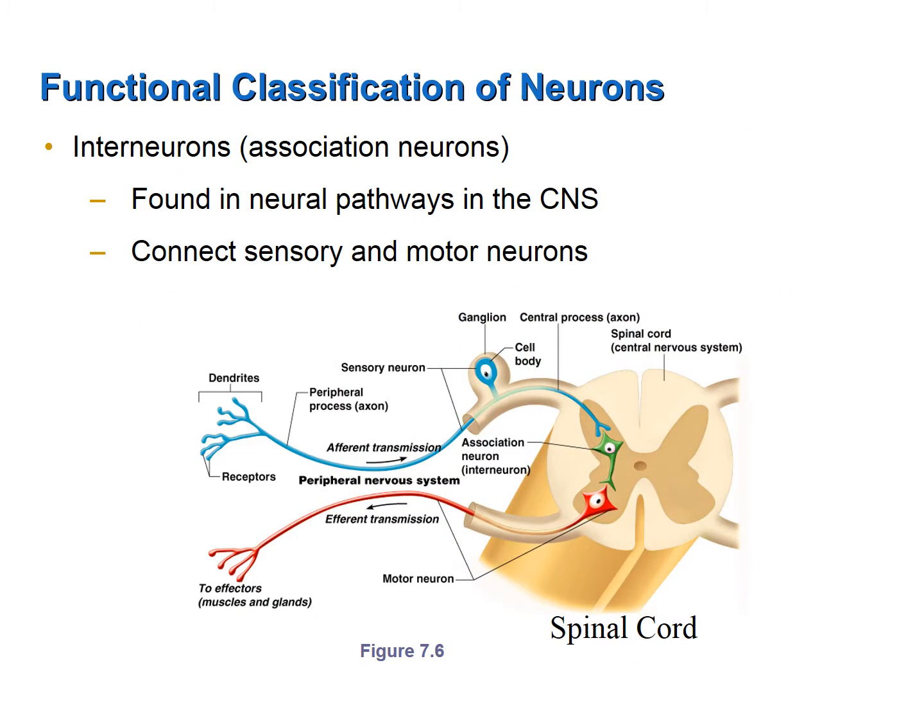The third and final class of neuron are the interneurons or association neurons. These neurons are found in the central nervous system, and they send electrical signals within the central nervous system. Effectively, they connect the sensory neuron to the motor neuron. This is where integration occurs in the central nervous system.